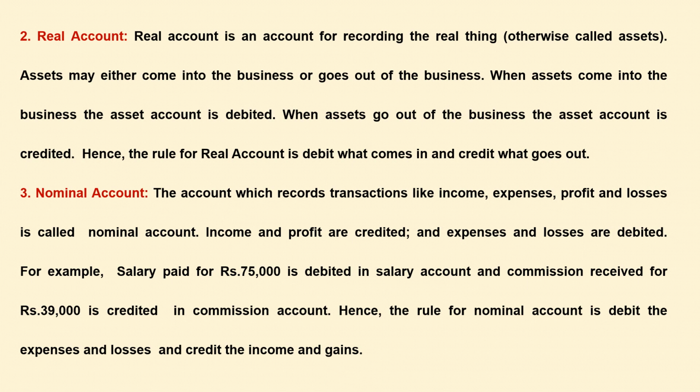Then third one, nominal account. The account which records transactions like income, expenses, profit and losses is called nominal account. Income and profit are credited and expenses and losses are debited. For example, salary paid rupees 75,000 is debited in salary account, and commission received for rupees 39,000 is credited in commission account. This is since it is an income. Hence, the rule for nominal account is debit the expenses and losses and credit the income and gain.